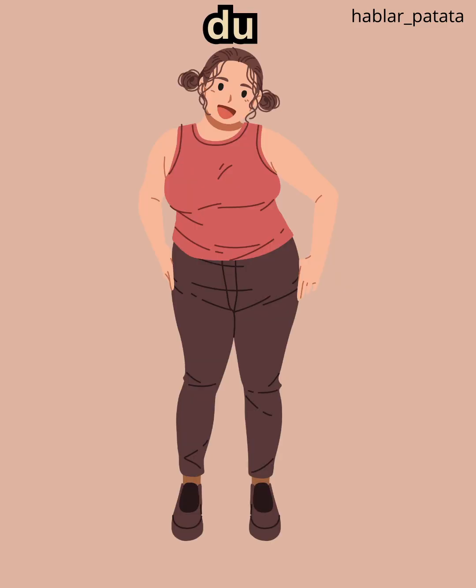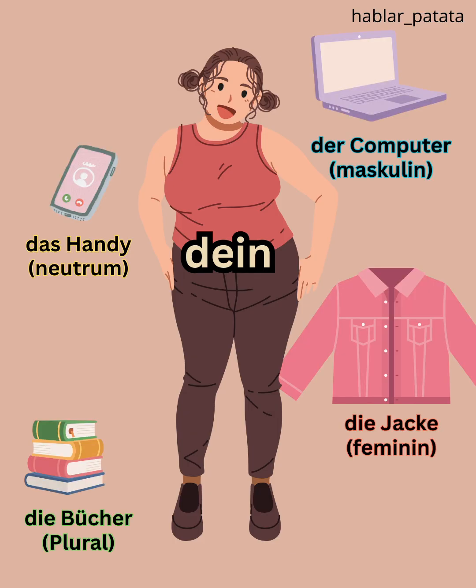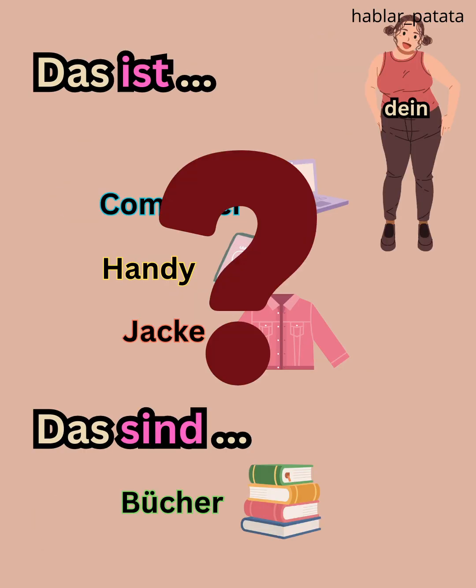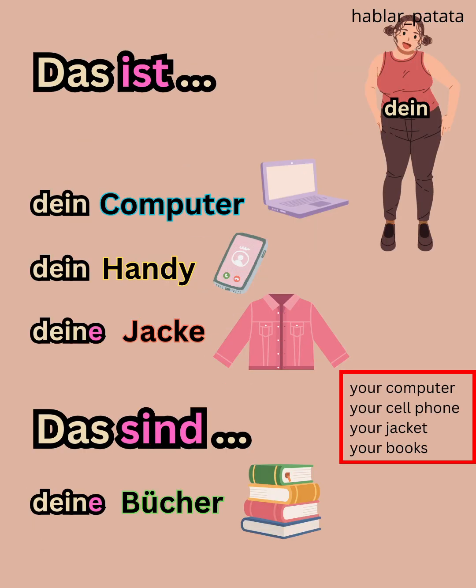Let's imagine that the person in the picture is our conversation partner. The Possessivartikel for du is dein. So what do you think? How would the Possessivartikel look like? Exactly. Das ist dein Computer, dein Handy, deine Jacke, and das sind deine Bücher.